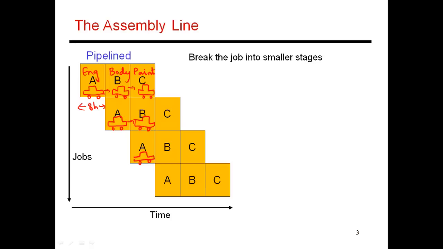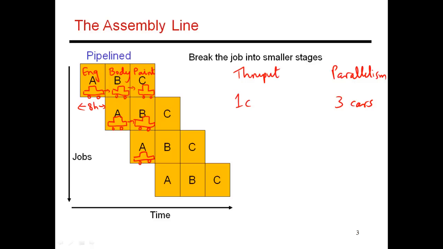So in subsequent time steps, you'll have a situation where there are always 3 cars in production at any given point of time. There'll be one group of workers that are working on the engine for a given car, a different group of workers building the body for a different car, and a different group of workers that are doing the paint job for a third car, right? So now your parallelism has increased.